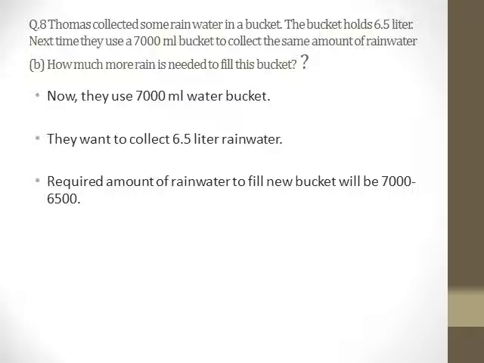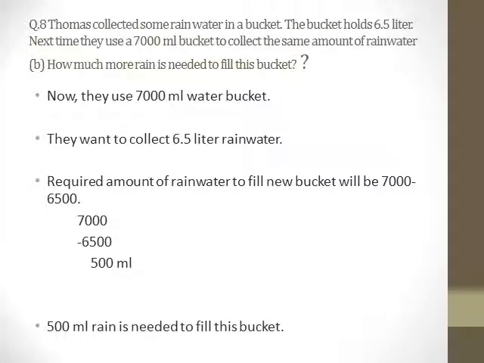So I will subtract 6500 from 7,000. 0 minus 0 is 0, 0 minus 0 is 0, 0 minus 5, we cannot take 5 from 0. So we borrow 1 from 7, and it becomes 10. 10 minus 5 will give you 5, and 6 minus 6, nothing. So the answer will be 500 milliliters. So we will say 500 milliliters of rain is needed to fill this bucket.